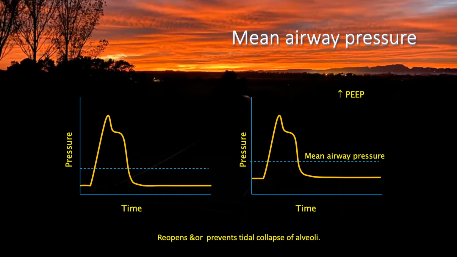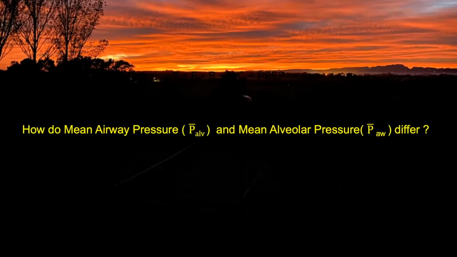We certainly know that we can over-PEEP people. We tend to think of that in terms of over-distension of the alveoli, but we may also be decreasing cardiac output significantly. So we've talked, and we interchange two terms quite frequently, I certainly do, the mean airway pressure and the mean alveolar pressure. We tend to think they mean the same thing. And over the last two or three weeks, I've been thinking very hard about what that means and how they differ.